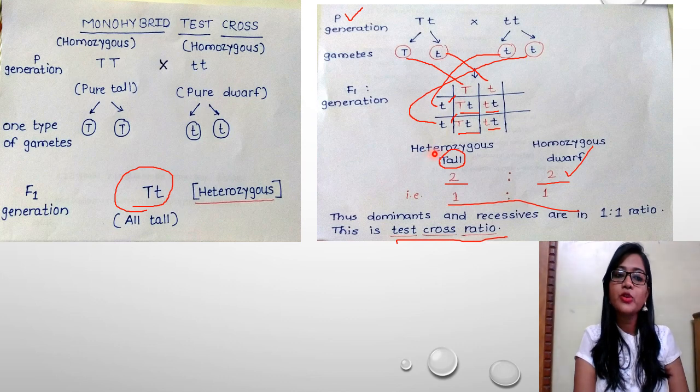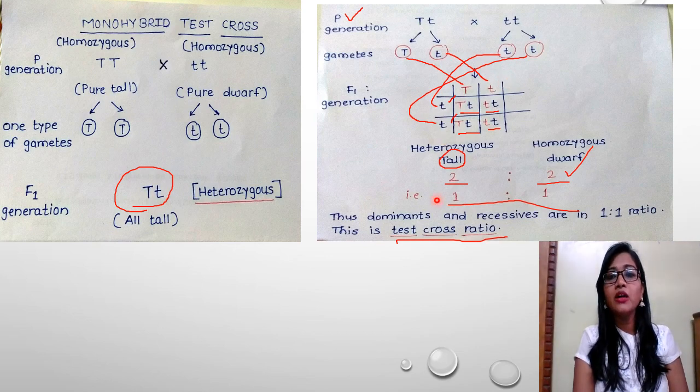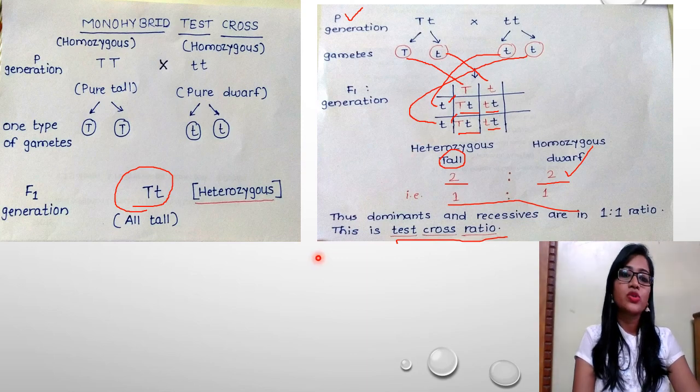Therefore half of the progeny will have the genotype capital T small t, and half of the progeny is carrying the small t small t genotype. Thus dominants and recessives are in the 1:1 ratio. This is called the test cross ratio. So the cross between F1 hybrids and the homozygous tall parent is also a back cross.